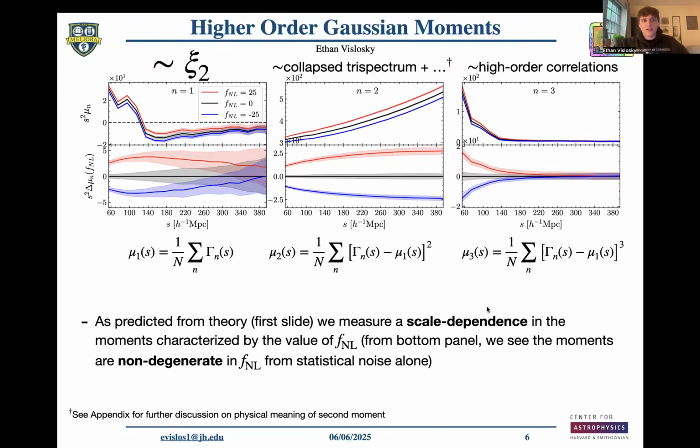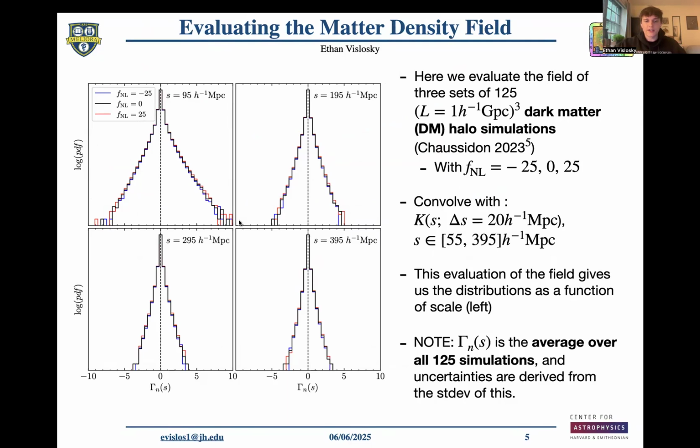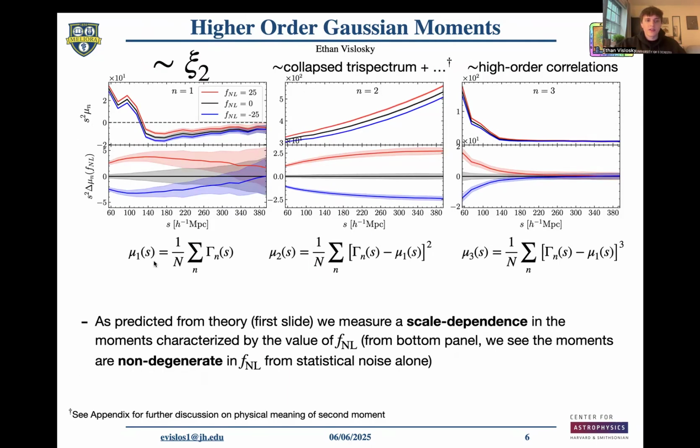So here, this is simply computing the moments from these distributions at each scale. The first moment is just taking the mean at some scale s of our gamma estimators. The second moment is the variance, and the third is similar to kurtosis. Now we showed the first is analogous to the 2PCF.